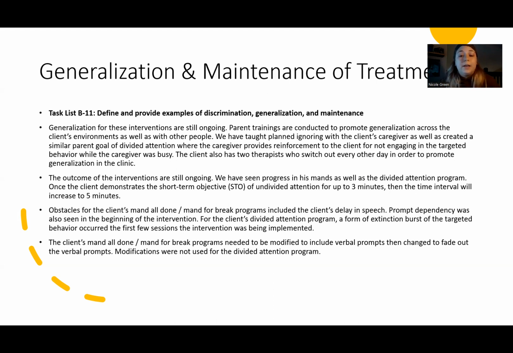Prompt dependency was also seen in the beginning of the intervention. For the client's divided attention program, a form of extinction burst of the targeted behavior occurred the first few sessions the intervention was being implemented. The client's mand for all done and mand for break programs needed to be modified to include verbal prompts, then changed to fade out the verbal prompts. Modifications were not used for the divided attention program.